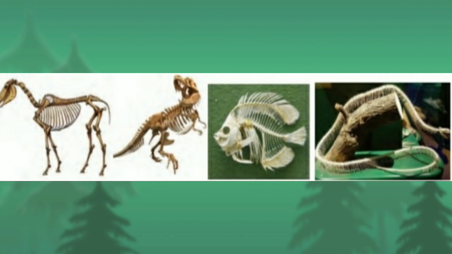Let's see if we can identify the animals from the pictures of their skeletons. So the first animal looks something like a zebra, a donkey, or a horse. The second one is not so difficult to identify. It is that of a dinosaur. The third one of a fish, and the fourth one of a snake.